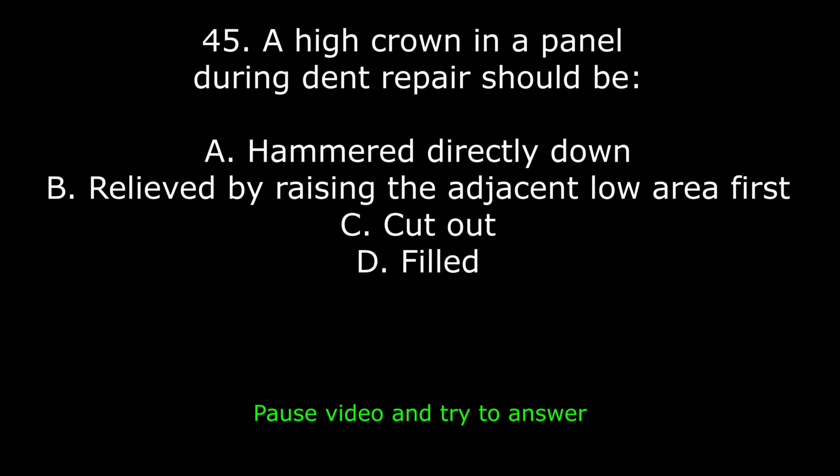45. A high crown in a panel during dent repair should be A. Hammered directly down. B. Relieved by raising the adjacent low area first. C. Cut out. D. Filled. Answer: B. Relieved by raising the adjacent low area first. Explanation: metal finishing requires balancing highs and lows.